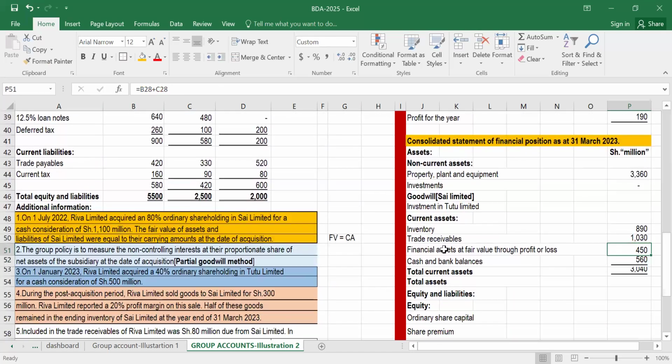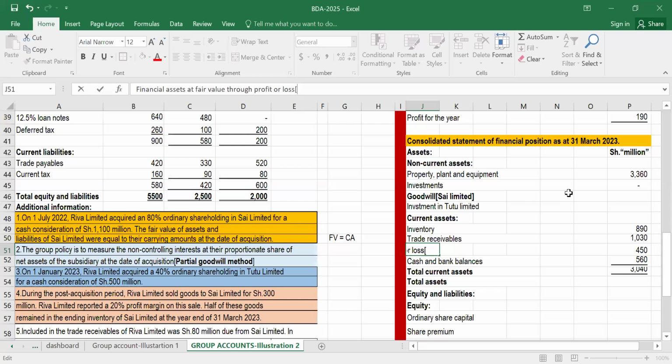What about financial asset? Usually this is another item which does not have any adjustment in a question for group accounts. In case you're given a financial asset, I've never seen a question having an adjustment for this. So that is basically a free mark.